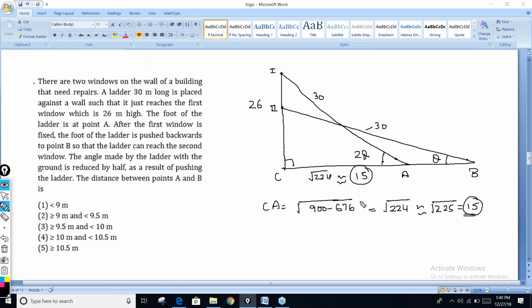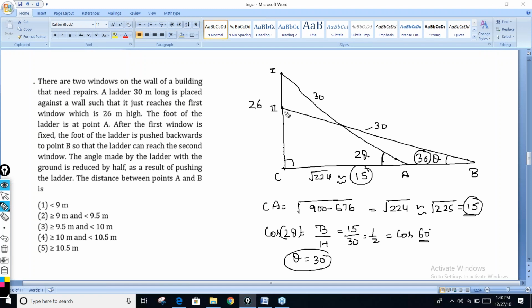I am taking 15. Now if this is 15 and this is 30, base upon hypotenuse, can you tell me the value of cos 2 theta? The cos 2 theta is nothing but base upon hypotenuse. Base is 15, hypotenuse is 30. So that is half. If cos 2 theta is half, which is cos 60, then 2 theta is 60. So what is theta? Theta is 30 degree. So this angle is actually 30.